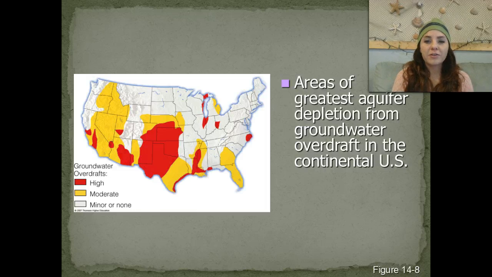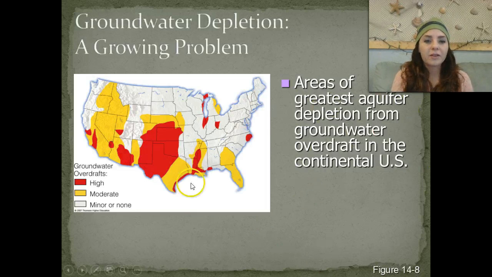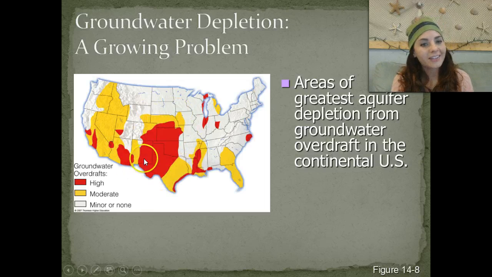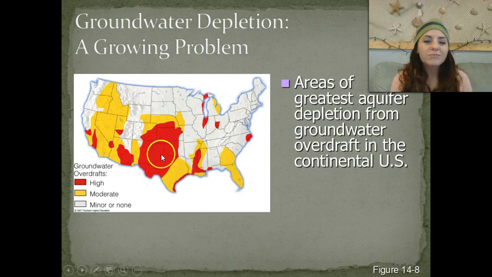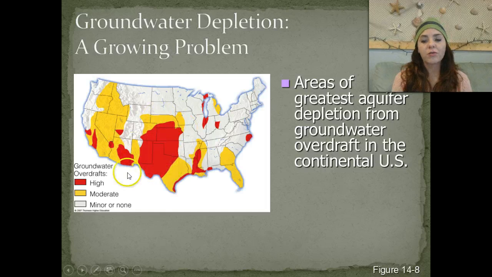So when we have areas of the greatest aquifer depletion right here, so our aquifers are where our water is stored underground. So areas of the greatest aquifer depletion from groundwater overdraft in the continental U.S. are shown right here on this map. If you look here, the area in red is going to be the most depleted. And if you look again, it's going to be New Mexico, which is extremely, extremely dry. The northwestern side of Texas, again, is extremely dry. And then the areas around it are going to be kind of moderate. But right here is going to be the largest depleted aquifer that we have.